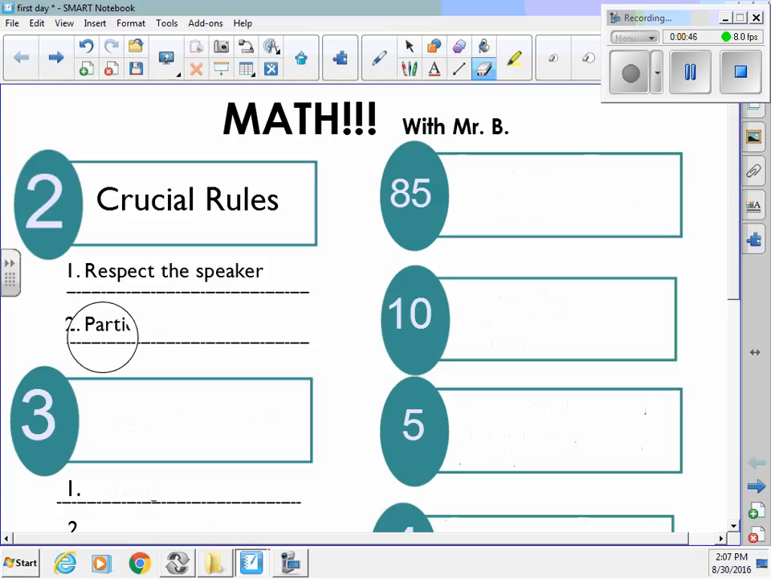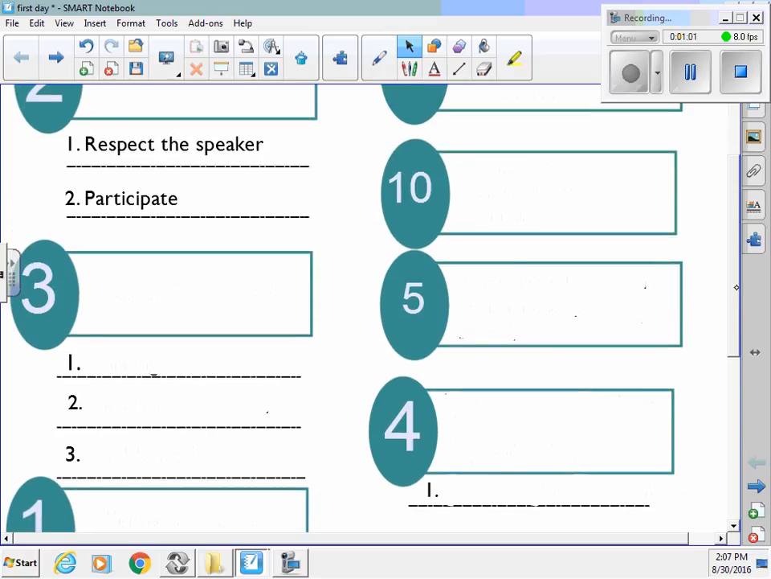The other rule is participate. Now, you might not think of that as a rule, but if you are participating, that means you are not doing a host of other things that you're not supposed to be doing. Very important. These two rules, respecting the speaker and participating, if you follow them, you will not have any sort of problems. But if there are problems, there are consequences.